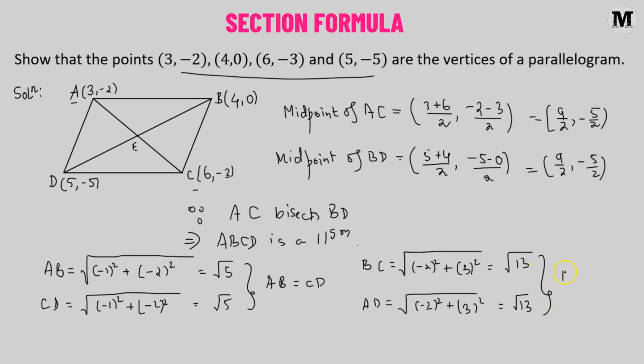Now these two conditions are telling us that BC equals AD. Hence we have now successfully shown that with the quadrilateral formed by ABCD, the opposite sides are equal in length and the two diagonals bisect each other. So that means ABCD is indeed a parallelogram.